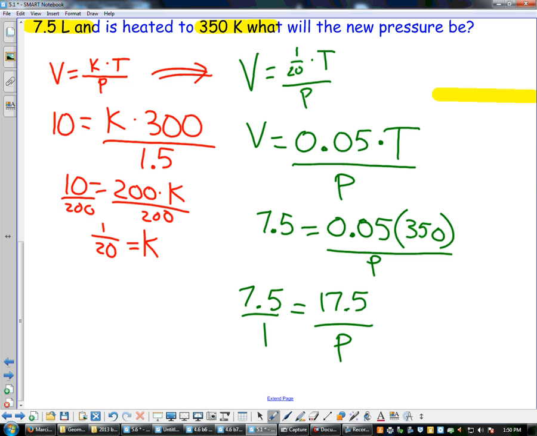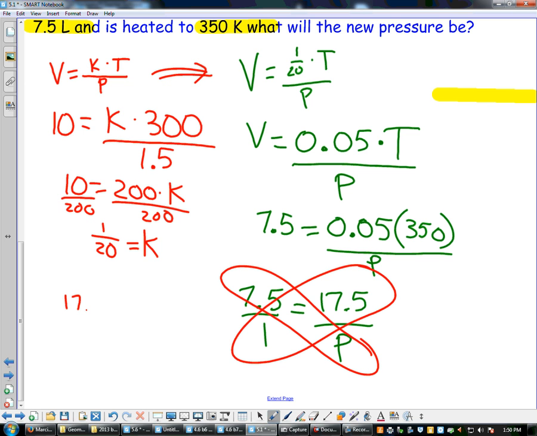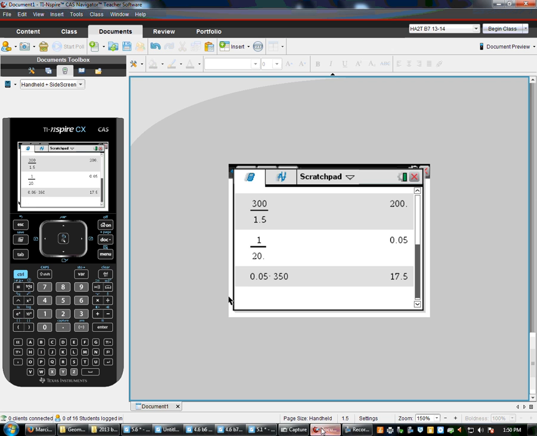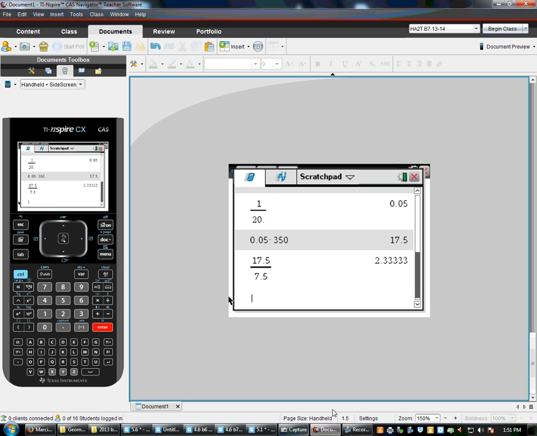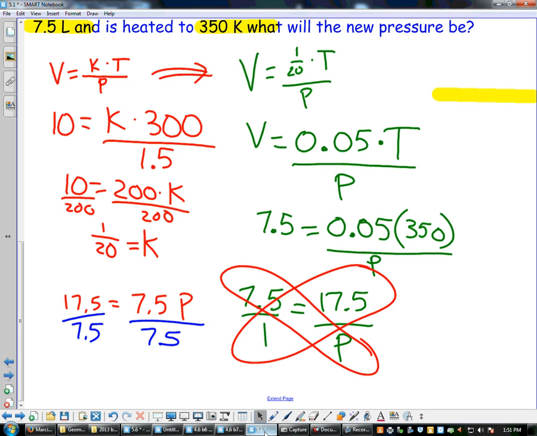Think of this as 7.5 over 1 equals 17.5 over P. I can cross multiply to solve this. So I would get 17.5 equals 7.5 P. Divide both sides by 7.5. And I get my answer to be 17.5 divided by 7.5. I get 2 1/3 as my answer.